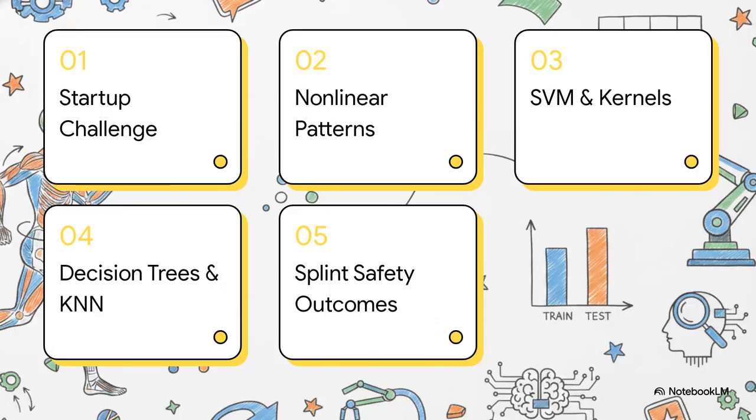First, the biomechanical startup challenge. Second, nonlinear patterns in structural data. Third, support vector machines and kernels. Fourth, decision trees and KNN. And finally, predicting splint safety outcomes.